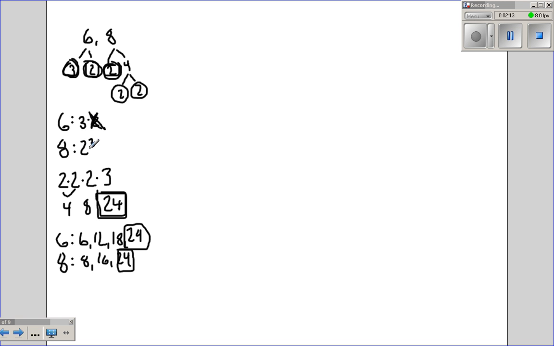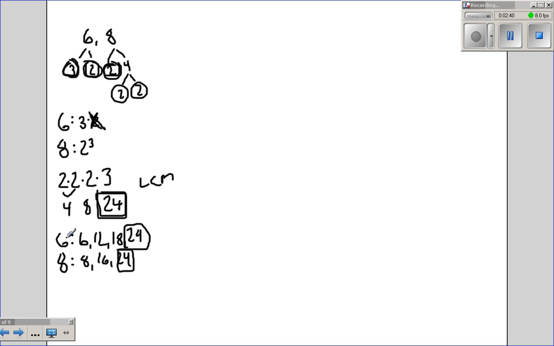So 2 to the third power is the highest power, and 3 is also another factor, so we're going to have to use 3. So essentially what this says is that 2 times 2 times 2, or 2 to the third power, times 3 from our 6 is equal to 4 times 2, which is 8, times 3, which is 24. So that means our least common multiple for these two numbers here is 24.